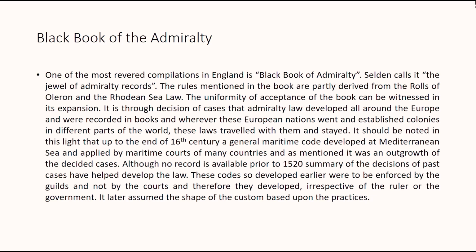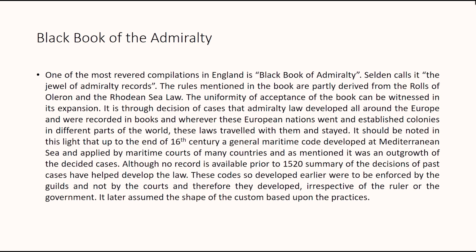The first book or first guideline that we can see as far as admiralty matters are concerned is known as Black Book of Admiralty. Friends, it is one of the most revered compilations in England, and as I have said, is known as Black Book of Admiralty. Selden calls it the jewel of Admiralty records. The rules mentioned in the book are partly derived from the laws of Oleron and the Rhodian Sea Law.